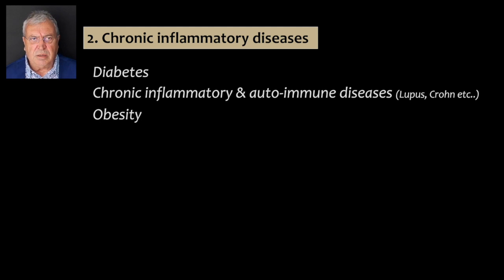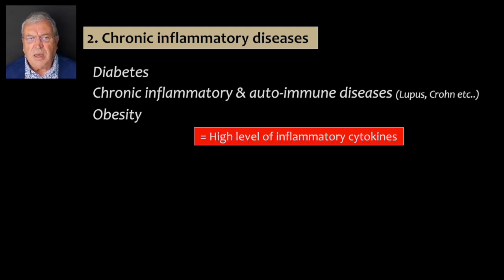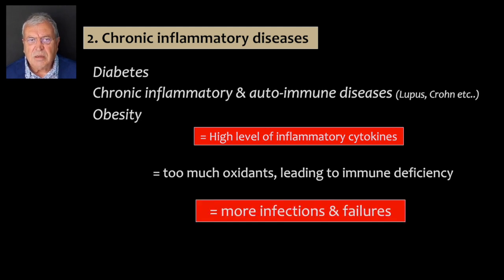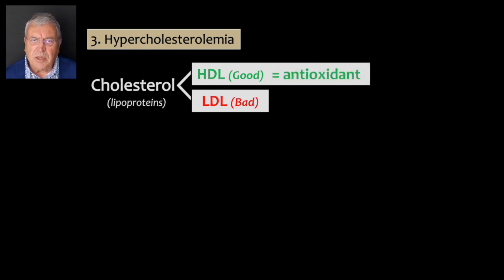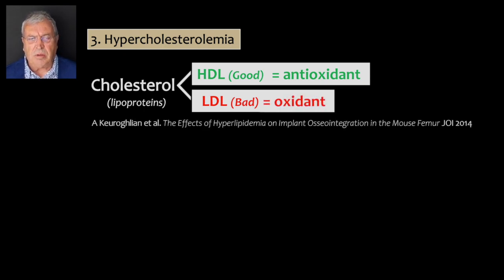Chronic inflammatory disease, diabetes, chronic inflammatory and autoimmune disease, obesity: they have a high level of inflammatory cytokines, and this is why they will meet more infection and failures. Hypercholesterolemia. We know the cholesterol. We have two kinds of lipoprotein. We have the HDL, which is good, and the LDL, which is bad. The HDL is good because it's an antioxidant. And the LDL cholesterol is bad because it's an oxidant, making the osteoblast oxidized.